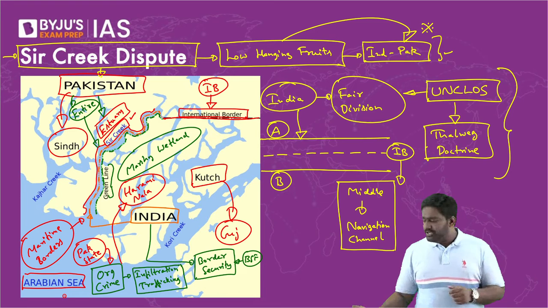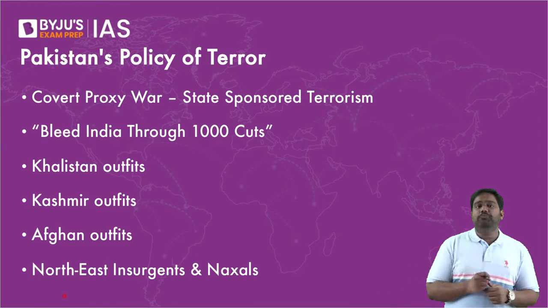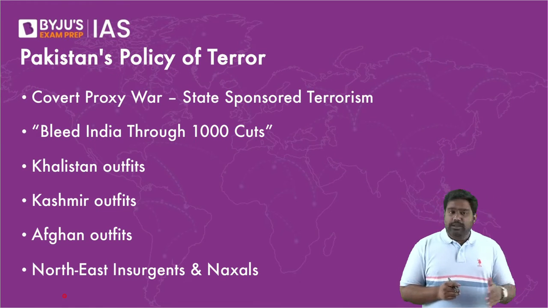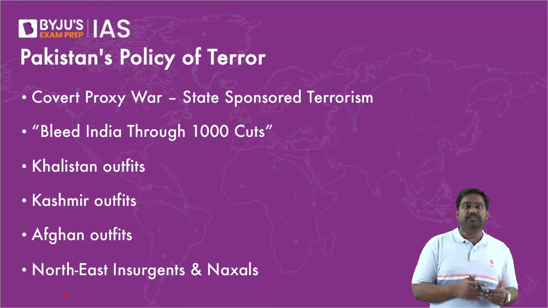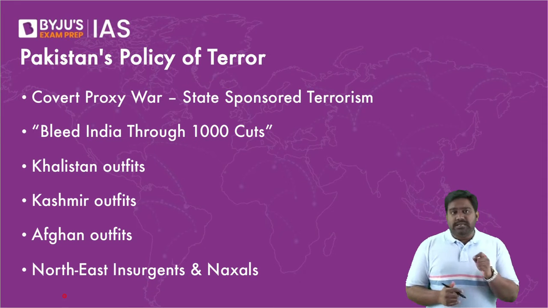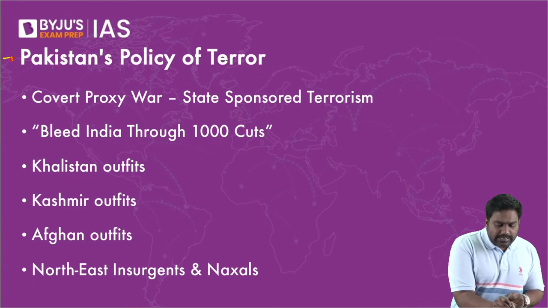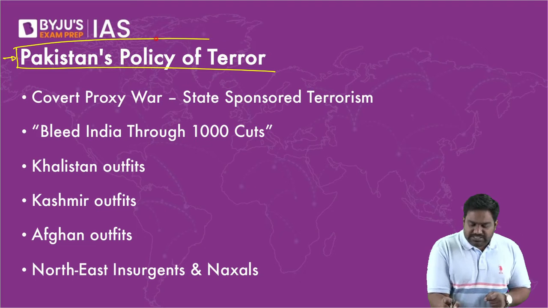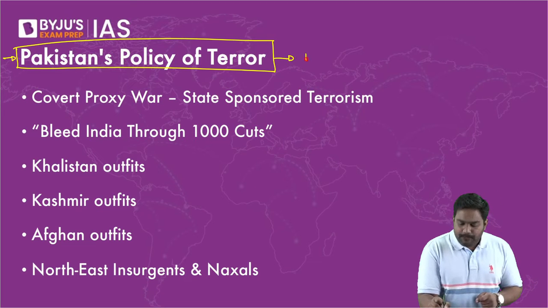So both Siachen and Sir Creek are also very important topics, right? You might get a 10-mark question. UPSC might ask you to talk specifically about Siachen and Sir Creek. Got it? So let's move on to the next topic and understand Pakistan's policy of terrorism against India.